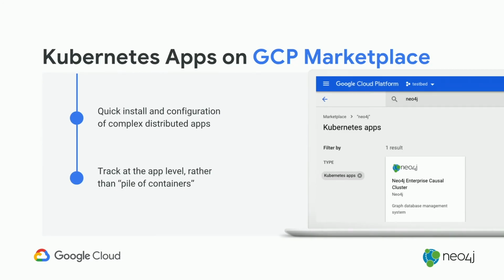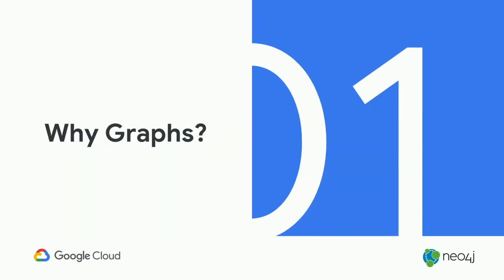So one of the things that we find with the GCP marketplace is that they've made it now very convenient to deploy Kubernetes apps directly onto an existing GKE cluster using the marketplace. Basically, it's a quick install and configuration type of experience where you track things at the application level rather than thinking of them as a set of Kubernetes resources or just a big pile of containers.